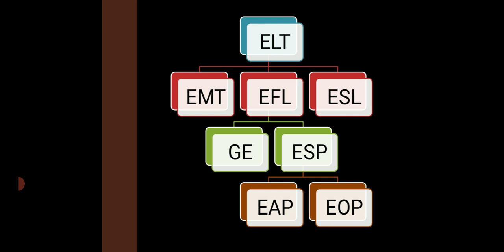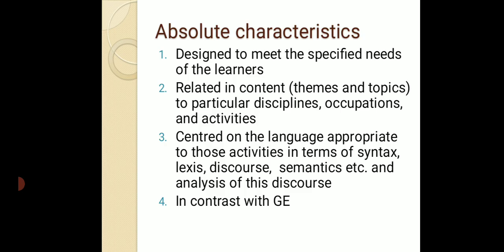Okay, next. Let's see the characteristics of ESP. So we have absolute characteristics and also variable characteristics. Okay, there are several absolute characteristics of ESP. Number one, it is designed to meet the specific needs of the learners. I think you have been so clear about this. And then it relates to content, themes, and topics to particular discipline, occupation, and activities.